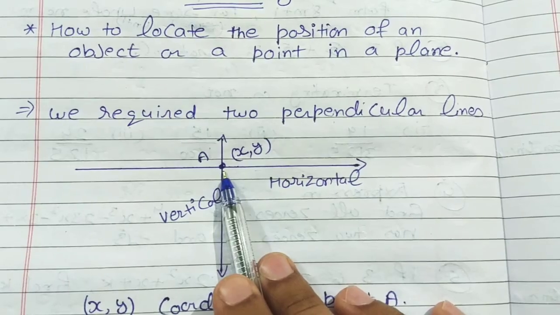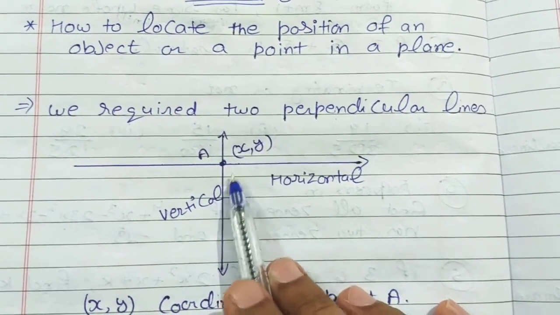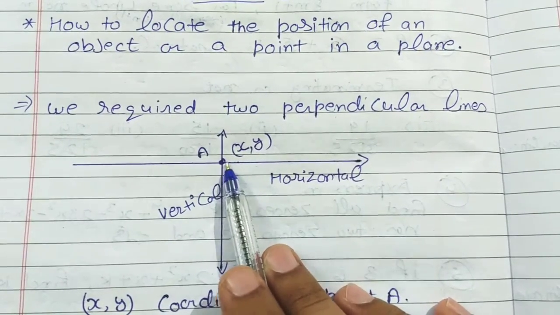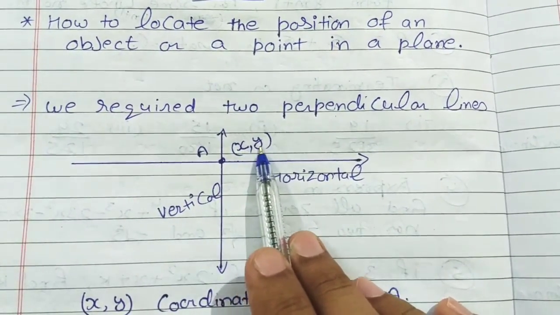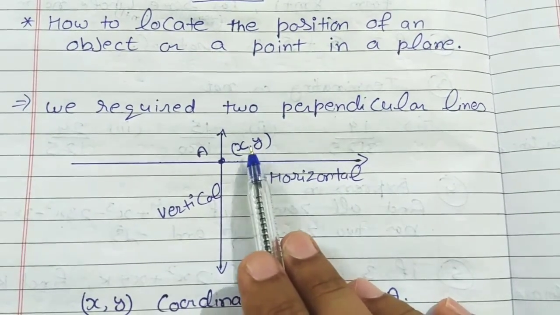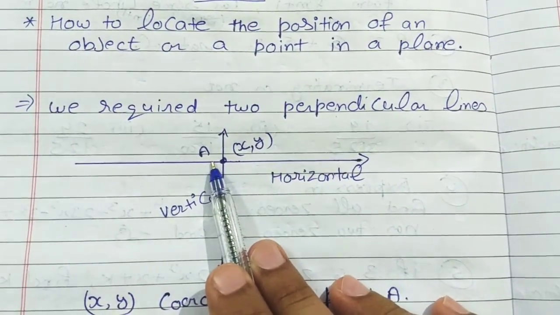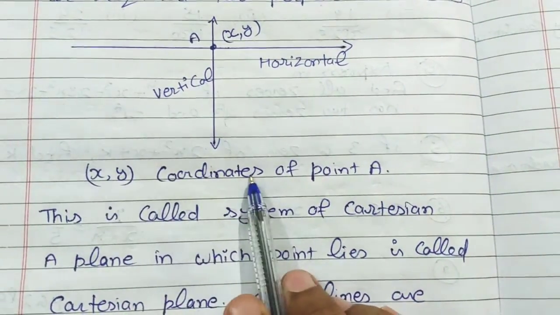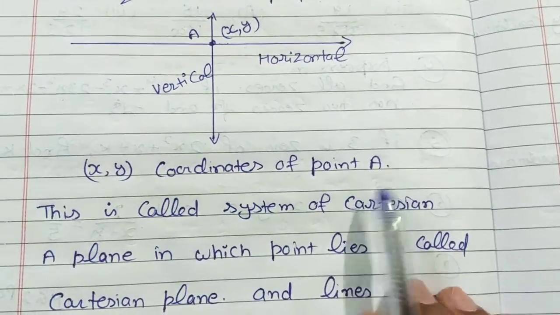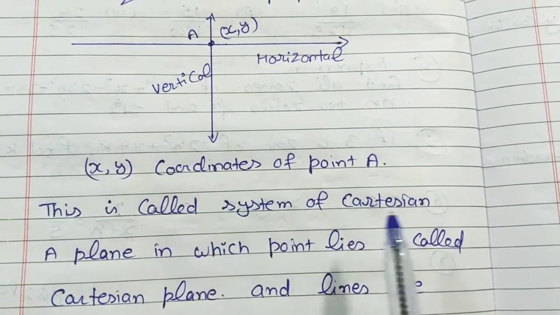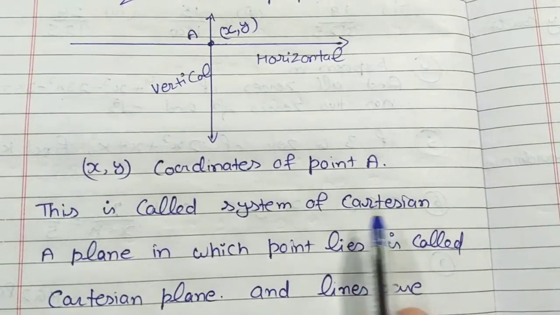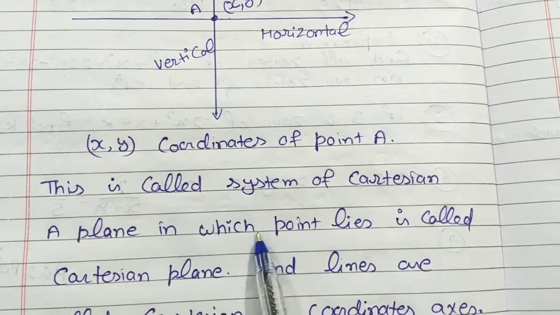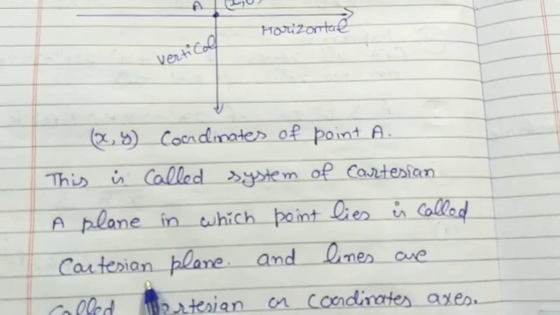Where these two lines cross each other, that is called a point. We can say that these two lines cut at a single point, and this point is called (x, y). What is this (x, y)? This is called the coordinates of this point A. So we call (x, y) the coordinates of a point A, and this system is called the Cartesian plane, Cartesian system, or we can also say system of Cartesian. A plane in which a point lies is called a Cartesian plane.